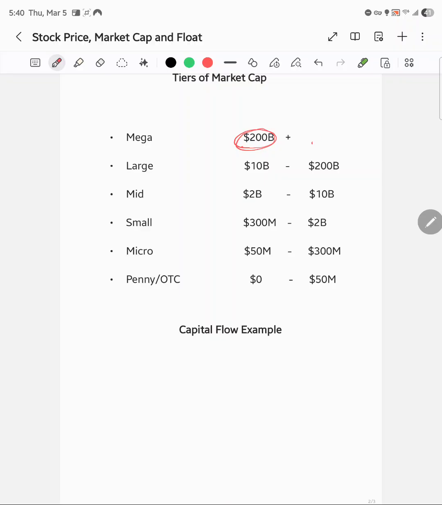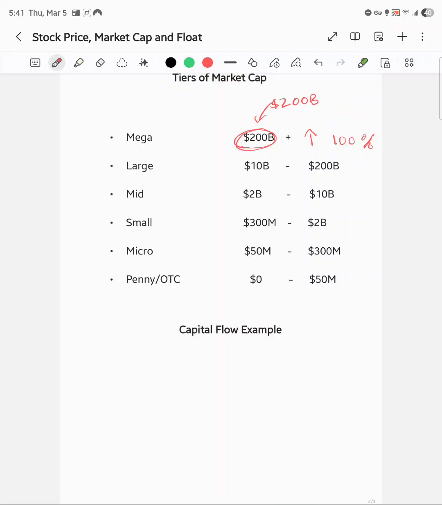If I want this company to go up by 100% gain, if I want its price to go up by 100%, of course, if the market cap goes up by 100%, the price also goes up by 100%, provided that the supply stays the same. So if I want the market cap to go up by 100%, I would need to put $200 billion into the stock for it to go up.